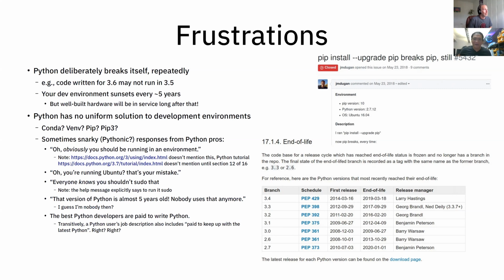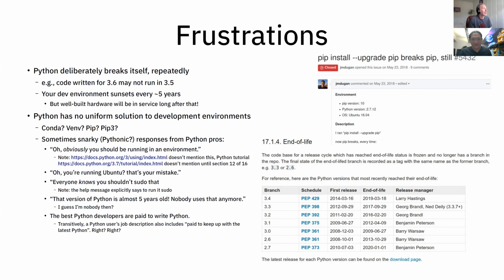You know, I get stuff like, you're running Ubuntu, that's your mistake. I don't understand why that's my mistake, but apparently they do something with the Python installation that makes it hard for pip to work. I don't know. It's not my problem, but I get that response all the time. Everyone says, you should know not to sudo that. The help message actually says to run this in sudo. So I don't know why people are mad at me for doing that. The other day, someone complained that I was using a version of Python that was 5 years old. I guess I'm nobody then.